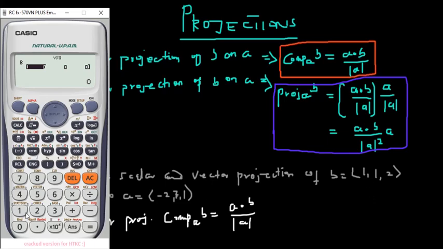So B is 1, 1, and then 2, okay. So now let's find our dot product. For that you click on shift, you click on 5, okay. When you click on that, it will bring you to this setup, okay. So it will just bring you back to this setup.